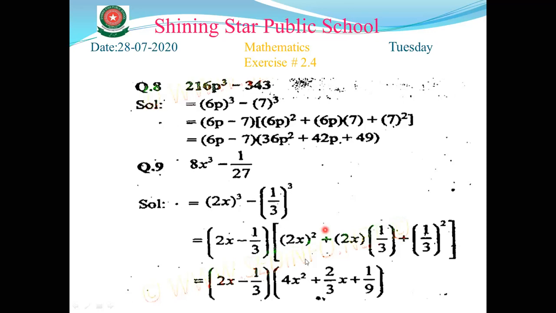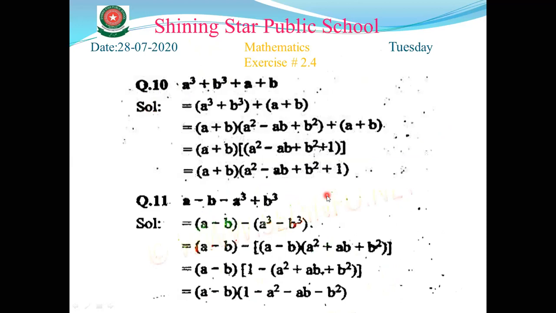Now (2x)² is 4x², 2x multiplied by 1 is 2x divided by 3, 1 squared is 1, 3 squared is 9. So very simple. Now let's start question number 10. Okay, question number 10.